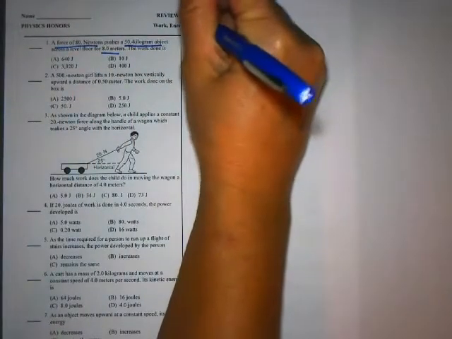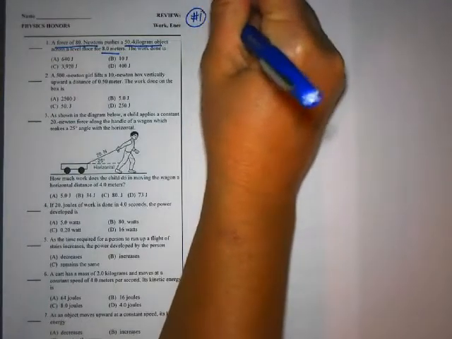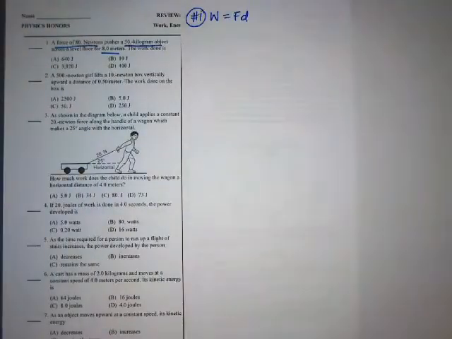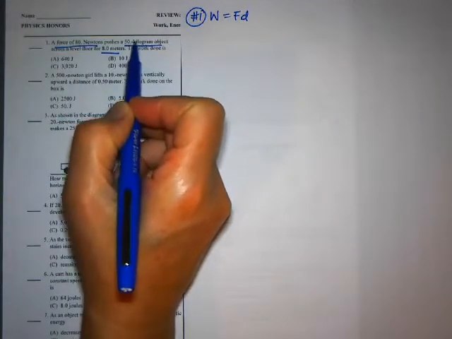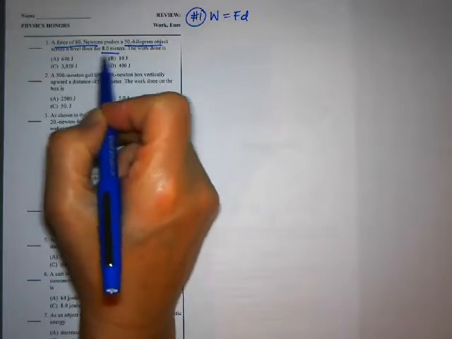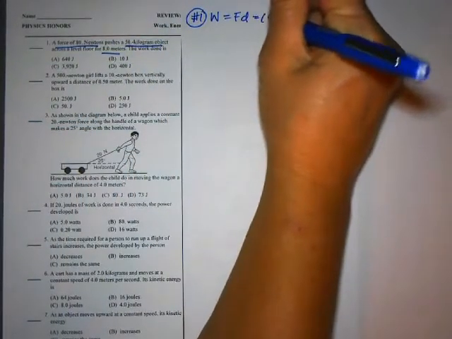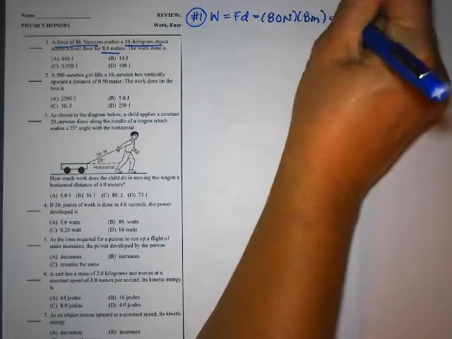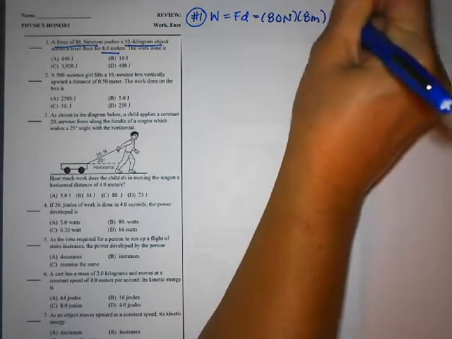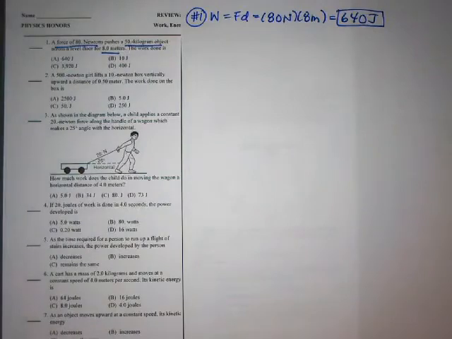So for number 1, work is equal to FD. Now, the mass of the problem, you don't need that because they're pushing it across a level floor, so it's being pushed horizontally. So it's just the 80 Newton force times 8 meters comes out to be 640 joules. So the key to this problem is work is only done in the direction in which the object moves.